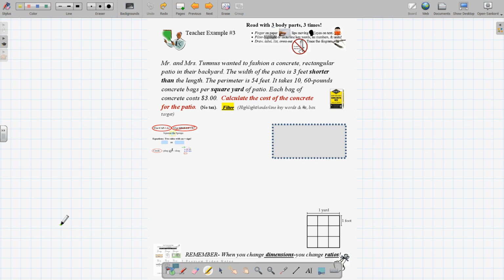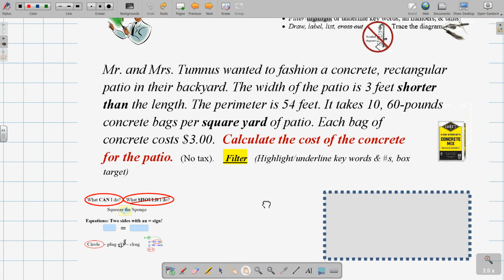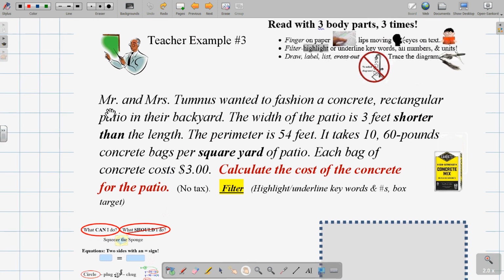Now we're going to apply brain and hand techniques to a real-life scenario. Number 1, we read with 3 body parts 3 times. Put your finger physically right there. And I'd like you to read this out loud.